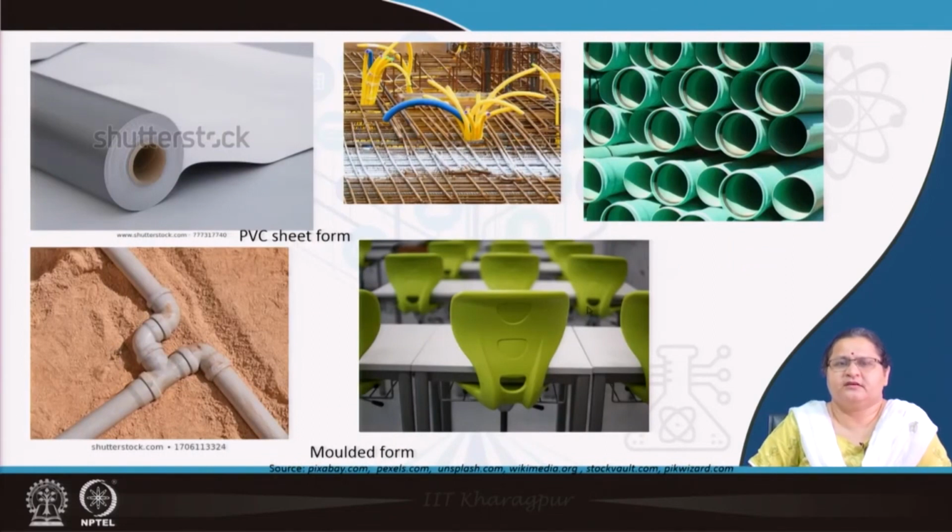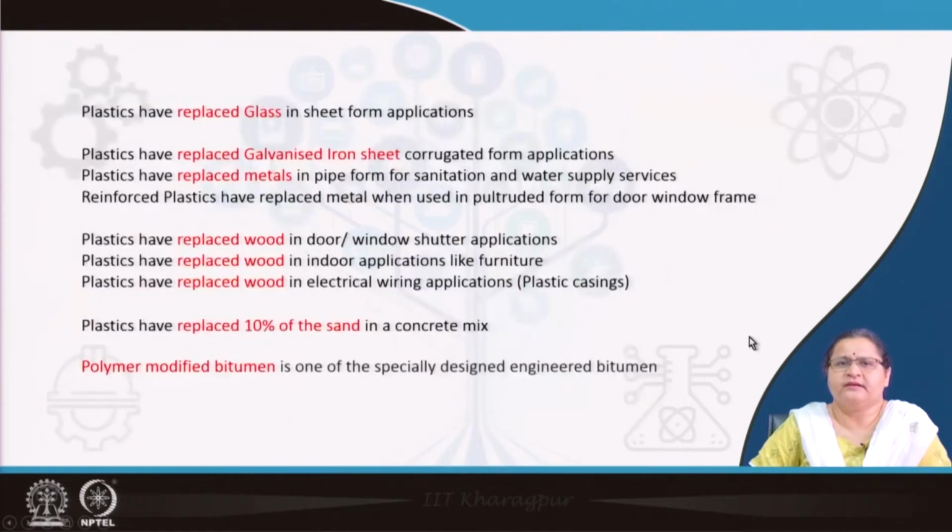So, you see sheet form, you see molded form, you see molded forms of chair. This is again repetition of the pictures. So, we will enter into the major component: what has plastic replaced and who has replaced.